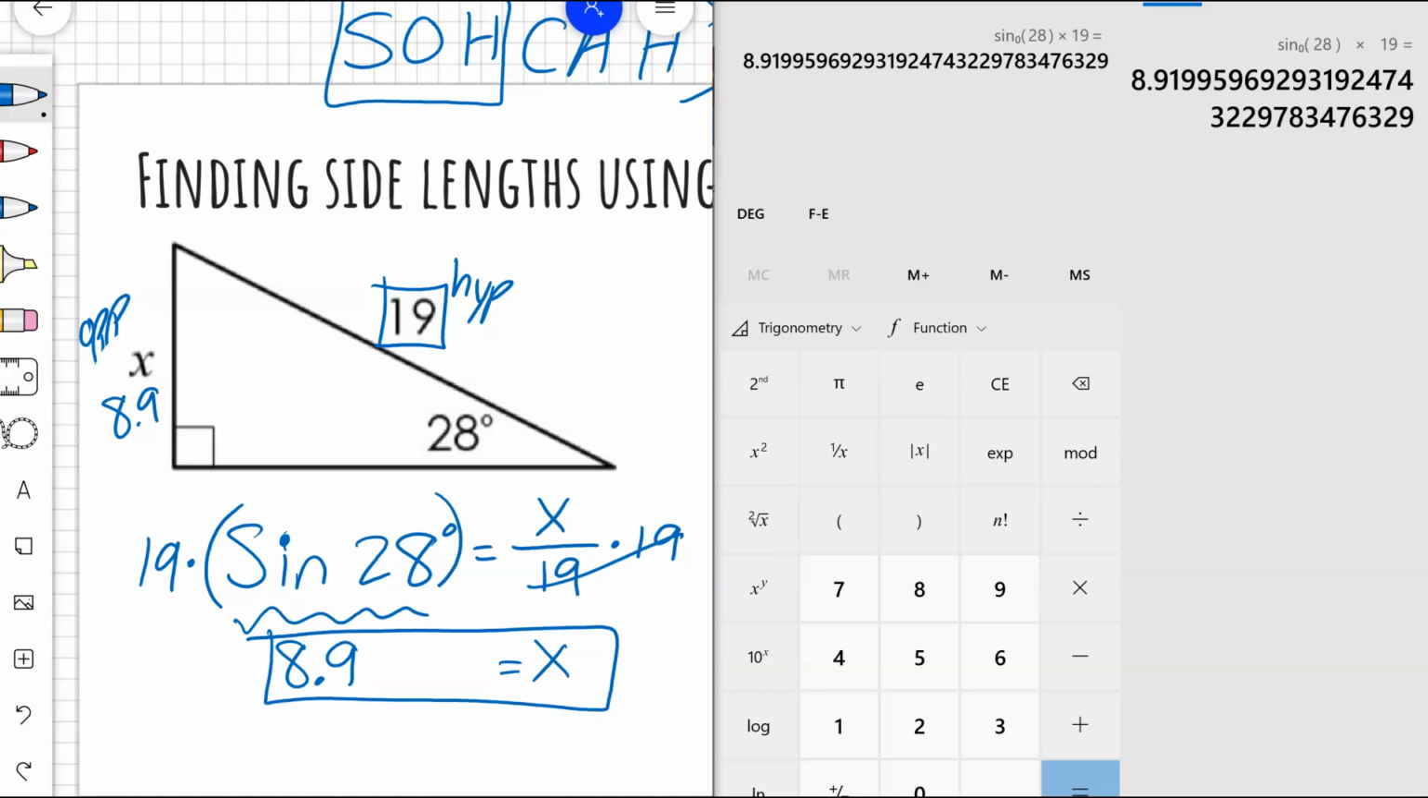And we can also find this length too later on, but let's not get ahead of ourselves. It's just asking for this side. So let's go ahead and stop there. If you can't get 8.9, keep trying until you get 8.9.